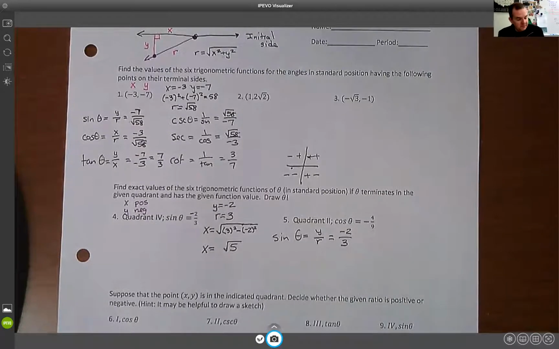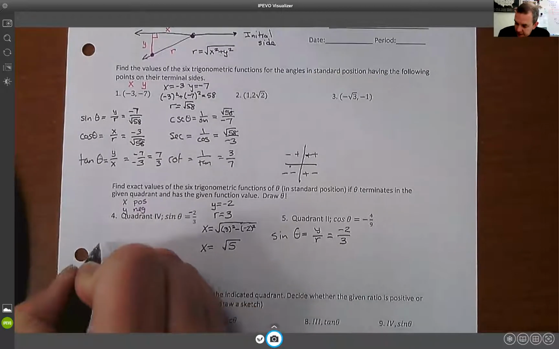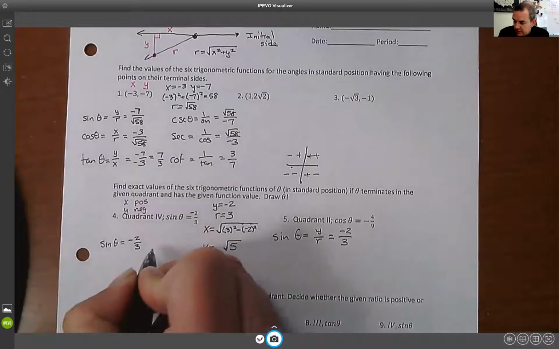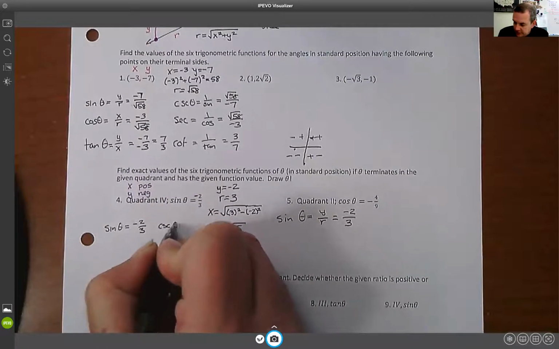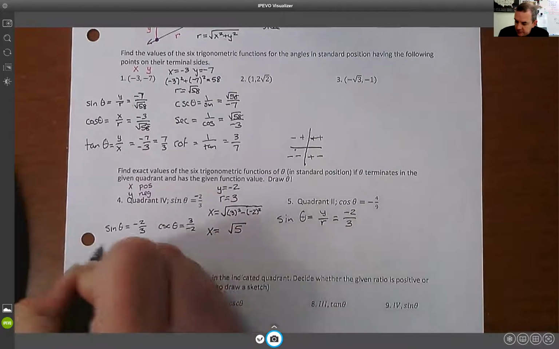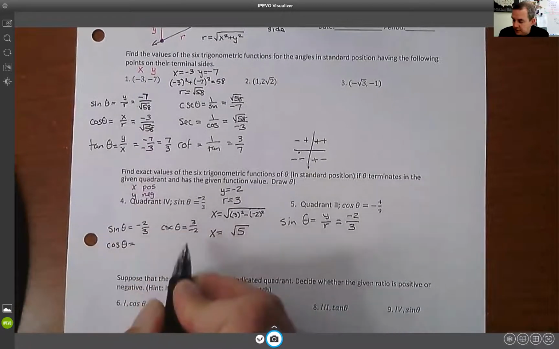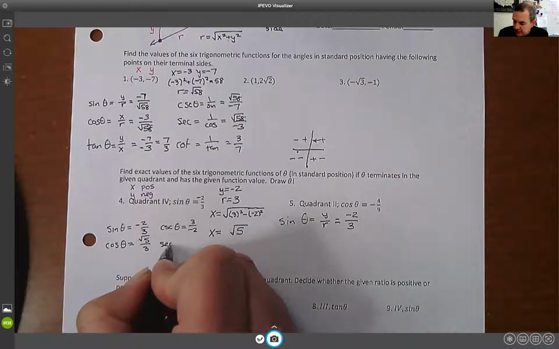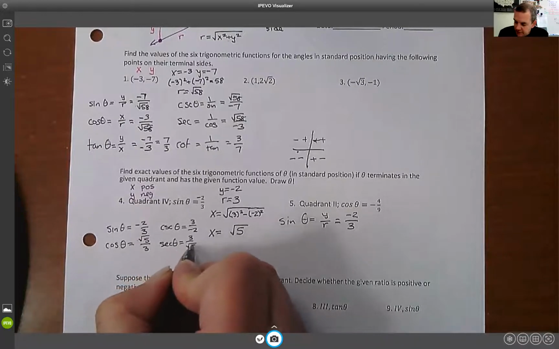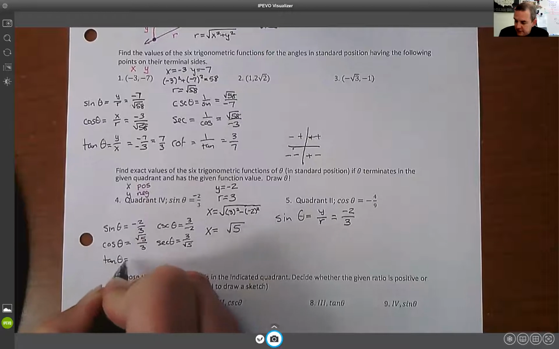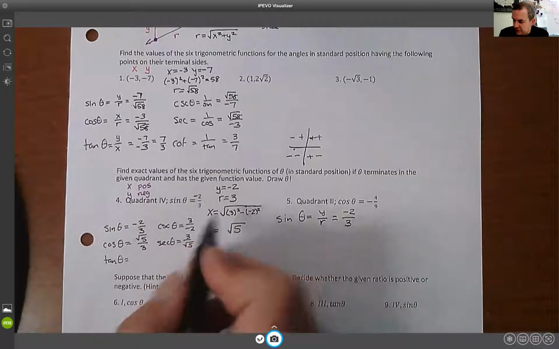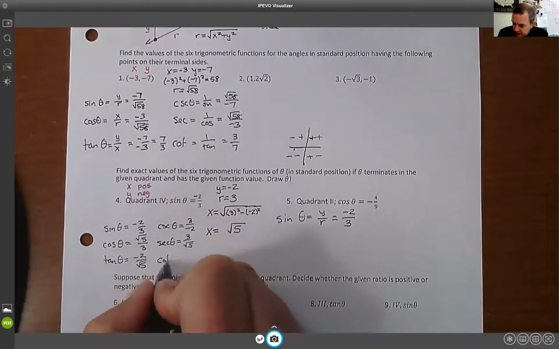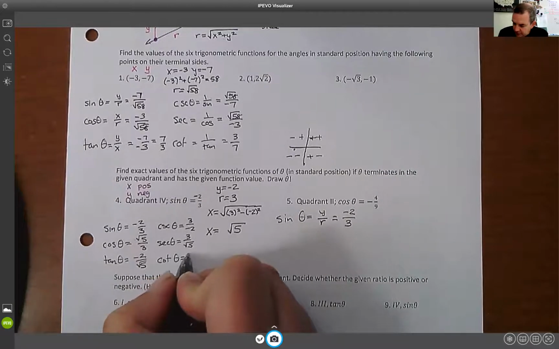So now when I go to do that, I'm going to find out that if I have sine of theta, it's going to be negative 2/3. The cosecant of theta is going to be 3 over negative 2. Cosine of theta is going to be x over r. So in this case, it's root 5 over 3. So that tells me that secant theta is 3 over the square root of 5. Tangent theta is going to be y over x. So in this case, negative 2 over root 5. And so that tells me that cotangent theta is going to be square root of 5 over negative 2.